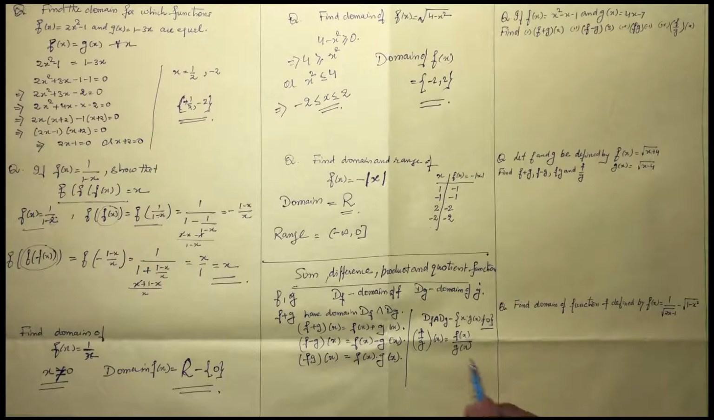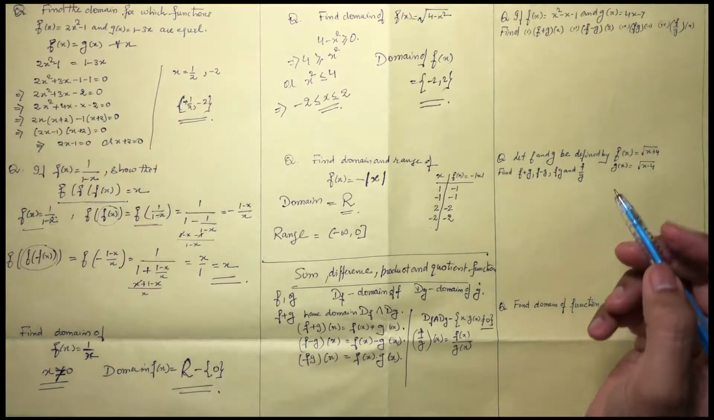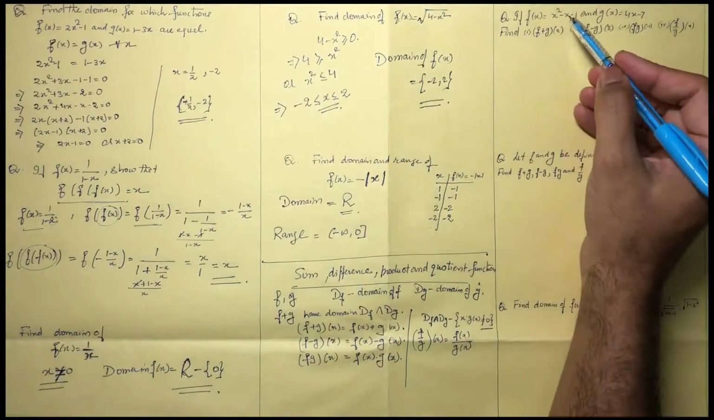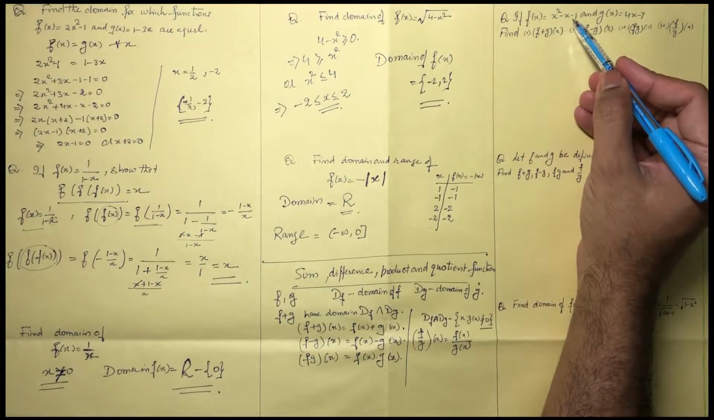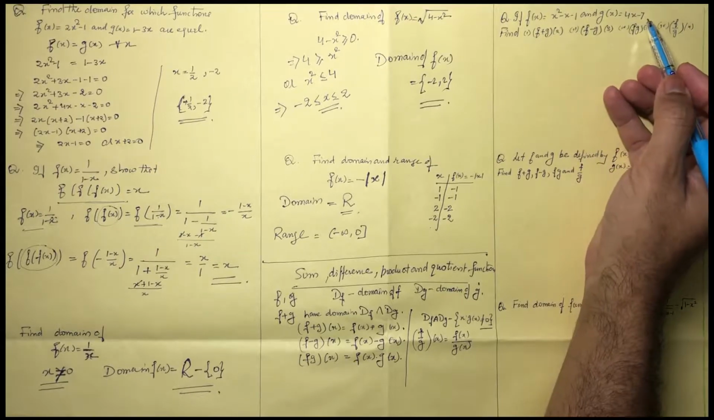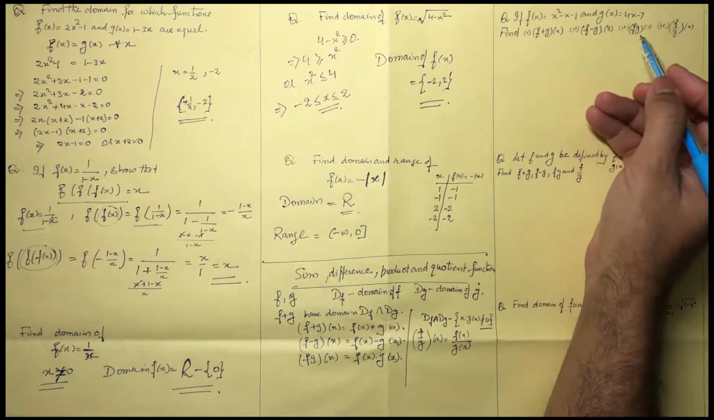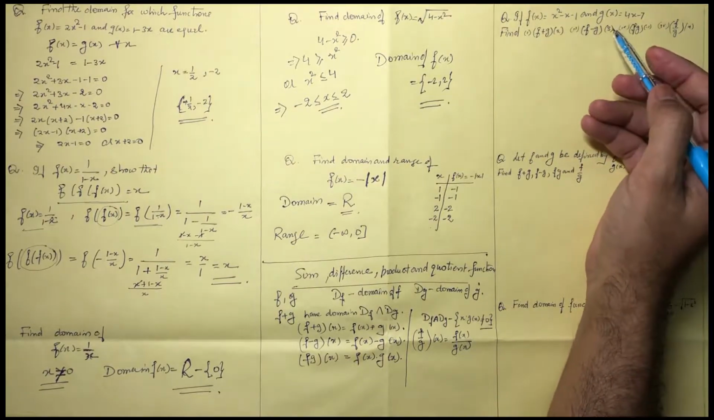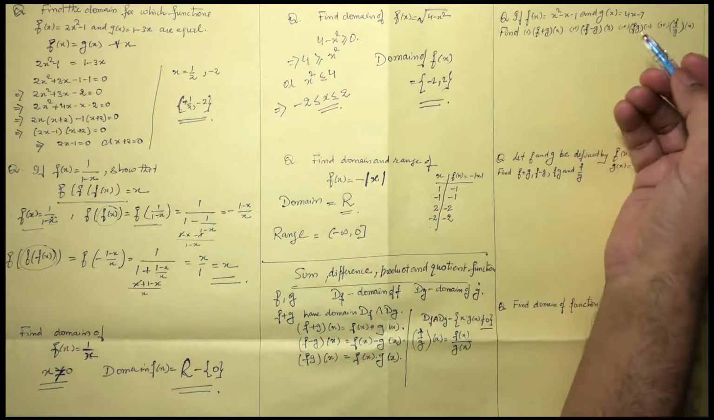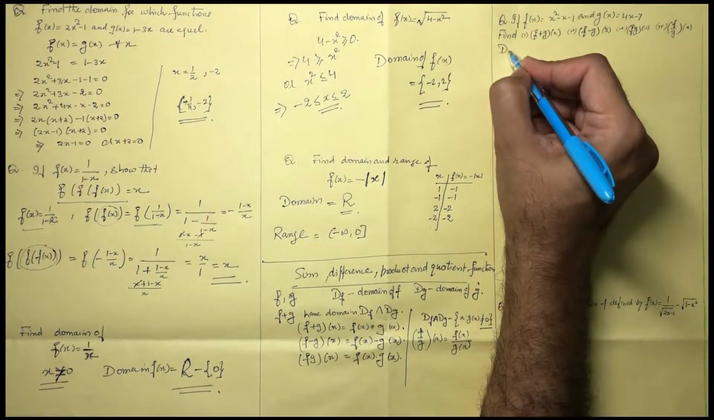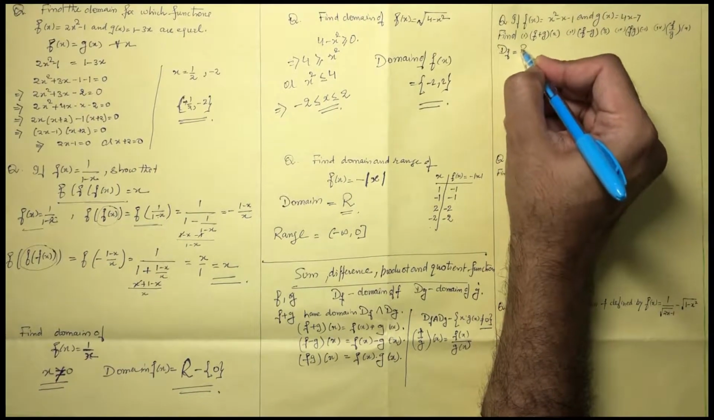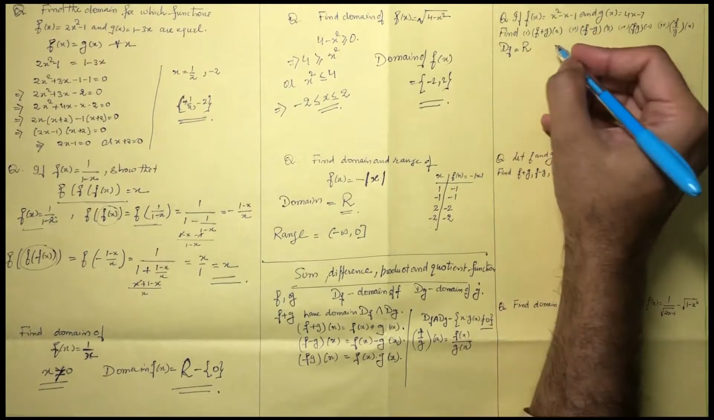Now, based on these definitions, we have some numericals. First numerical: we are given f(x) is equal to x square minus x minus 1 and g(x) is 4x minus 7. The question is to find the sum, difference, product and quotient of these functions. But before that we will see what is the domain of f. Domain of f is all real numbers. This is defined for all real numbers.